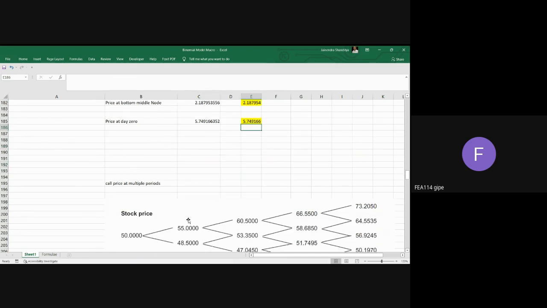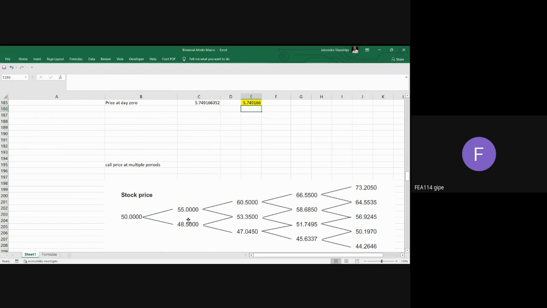Now we take the call price at multiple periods. By multiple periods, I mean not two, but it could be 4, 5, 7, 10, 20, 50, 100, and even more. So how do you price?